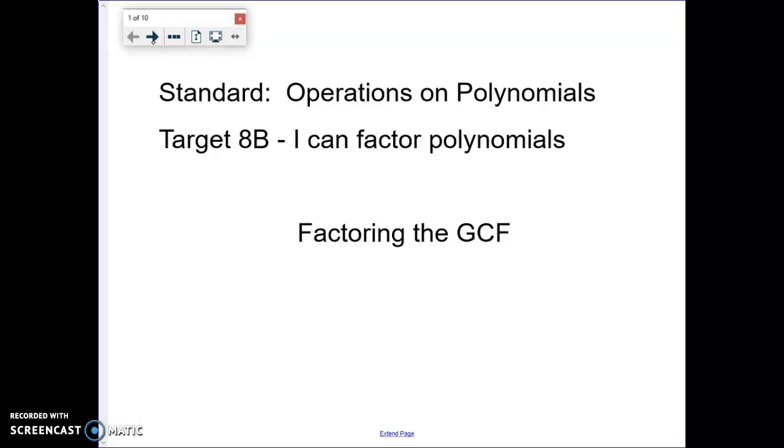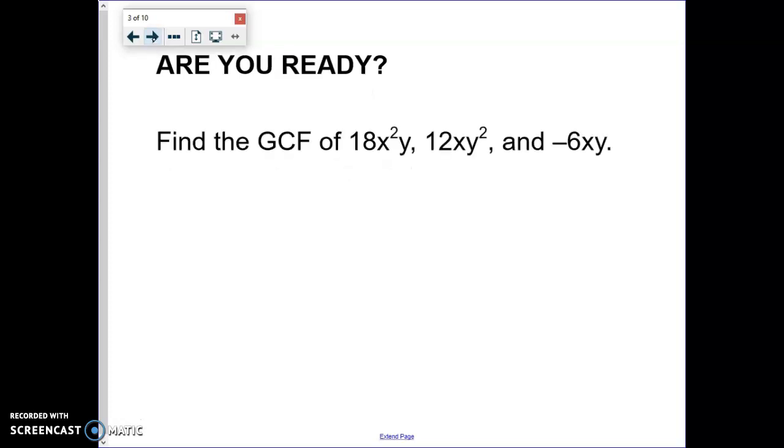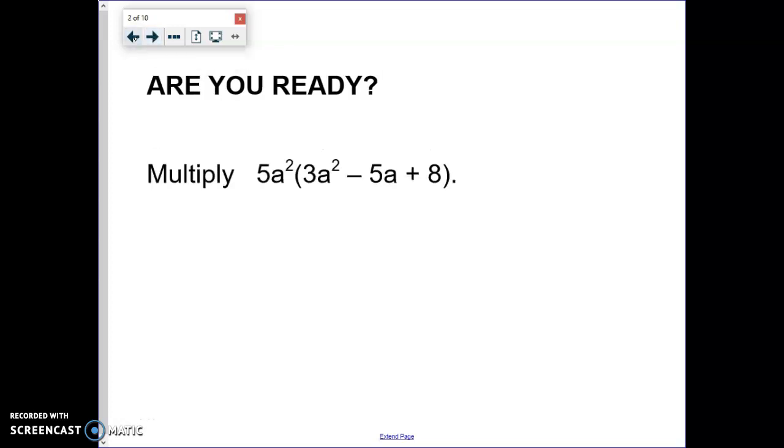So what I'm going to have you do first, just to make sure you're ready, and give you a little background, is do the next two problems on your own. The first one says multiply 5a squared times 3a squared minus 5a plus 8. And the second one says I want you to find the GCF, which means greatest common factor, of 18x squared y, 12xy squared, and negative 6xy. That one may be a little more difficult. We'll come back and look at those. So again, go ahead and pause the video, see if you can do those two, and then we'll come back and see if you're right.